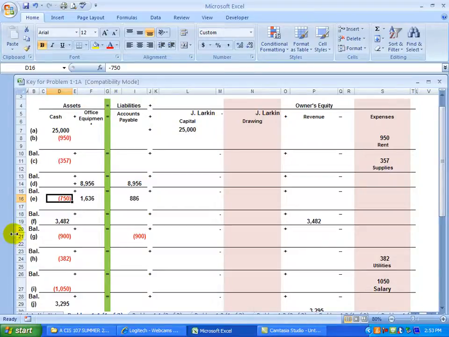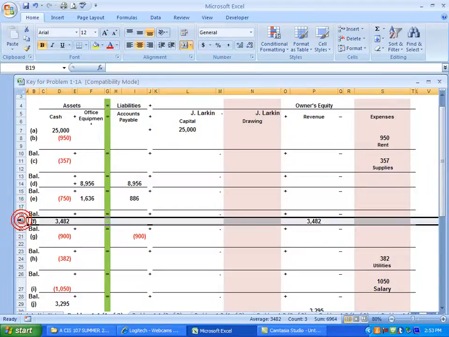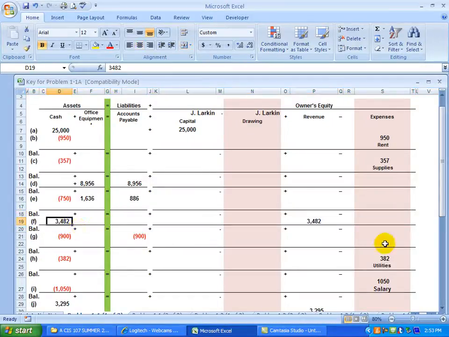So we're in balance. Looking at letter F, we sold professional services for cash, so we made a cash sale. Our cash is going up and our revenue is going up, so we've increased the same amount on both sides of our equation. Looking at letter G, we paid on account to Warden's Office Outfitters, a creditor, $900.